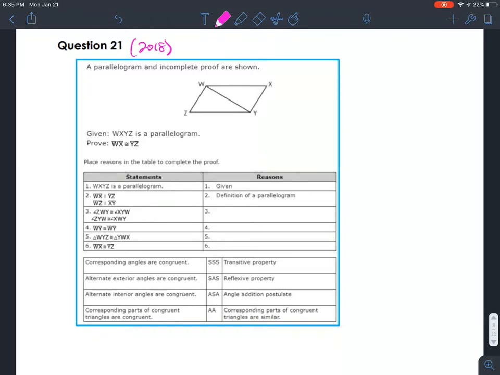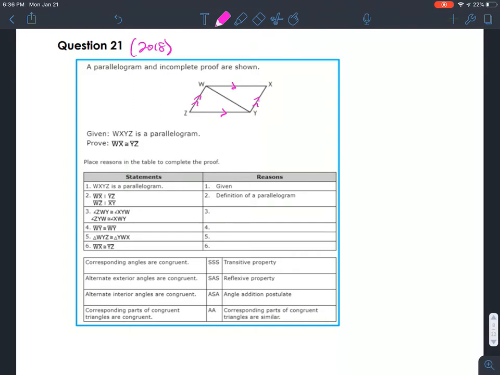Question 21, a parallelogram and included proof are shown. So it tells us this is a parallelogram, opposite sides are parallel, and we are trying to prove that we have a pair of opposite sides that are congruent. We're trying to prove that this segment is congruent to this segment. Well, let's see what we can do.